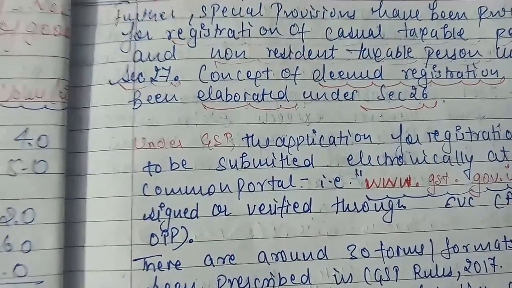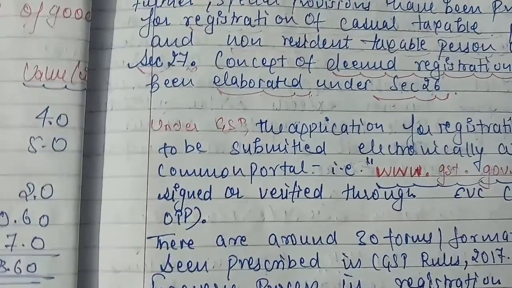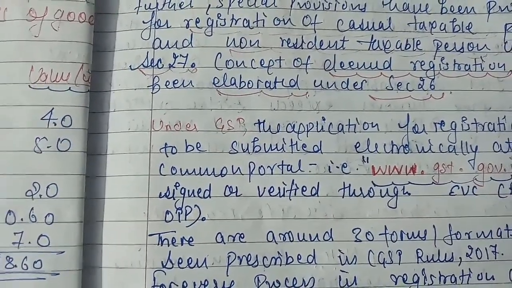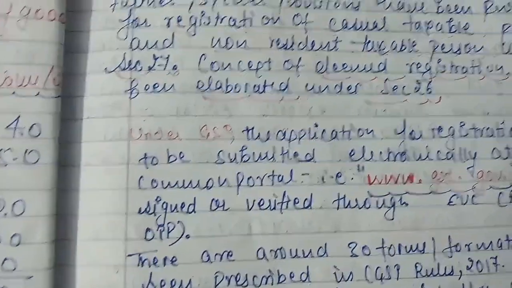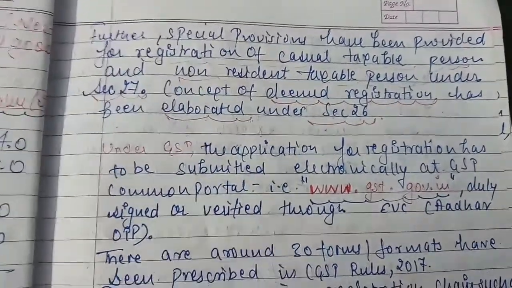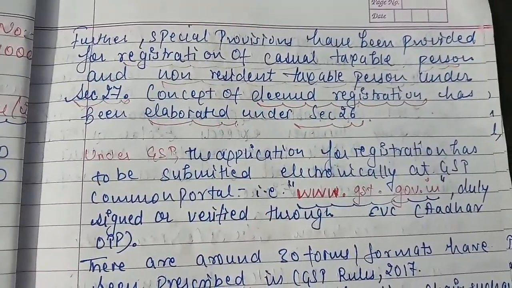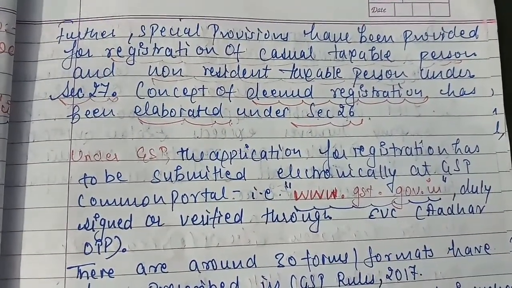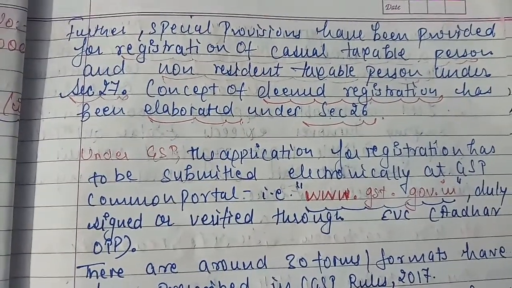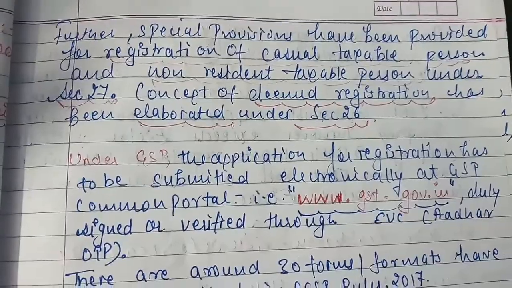Procedure for registration. The procedure of registration is governed by section 25 of the CGST Act, read with relevant CGST Rules 2017. Further, special provisions have been provided for registration of casual taxable persons and non-resident taxable persons under section 27, and the concept of deemed registration has been elaborated under section 26.